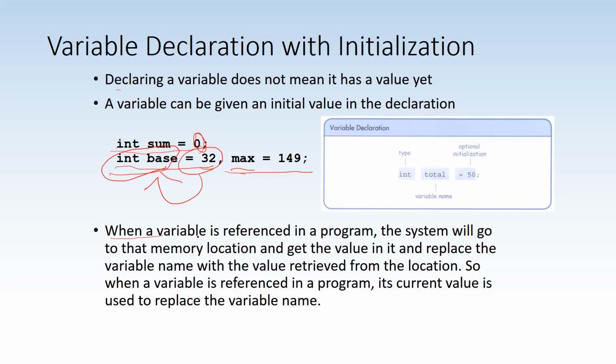So when a variable is referenced in the program, the system will go to that memory location and get the value in it and replace the variable name with the value retrieved from the location. So when the variable is referenced in the program, its current value is used to replace the variable name.